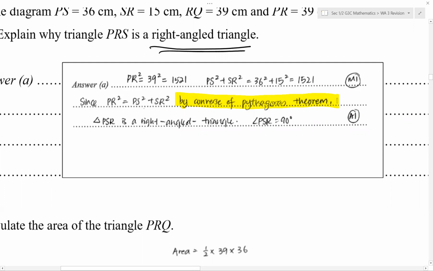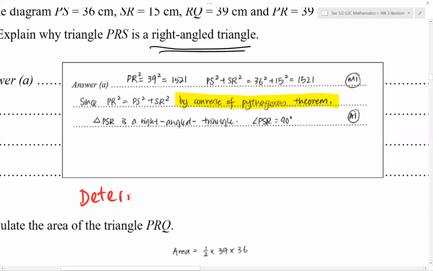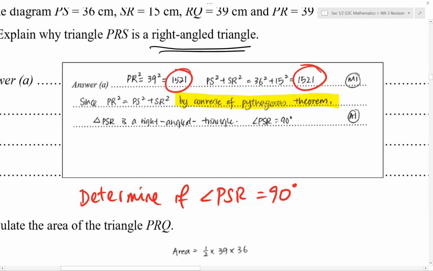They can vary this by giving you a triangle and asking you, determine if PSR equals 90 degrees, or determine if it is a right angle triangle. So you have to go through the same steps, but depending on whether these two values turn out to be the same or not, you are going to have different conclusions. If the values are the same, it implies it is a right angle. If the values are different, it implies it is not a right angle. Okay, 50-50 chance. I don't know which one they will test you.